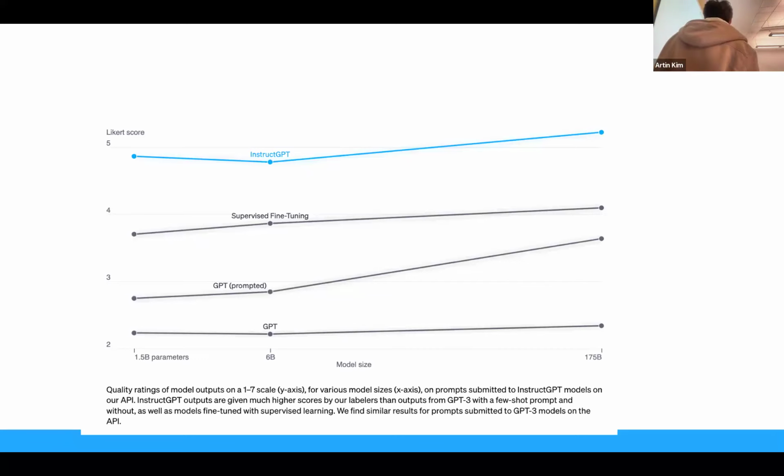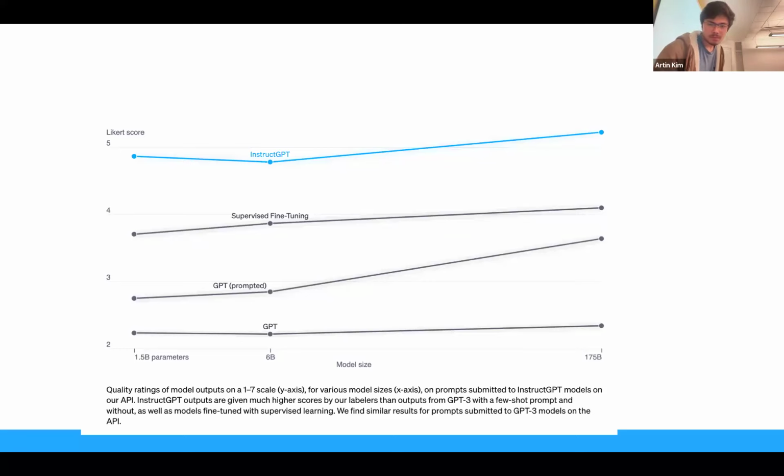I think that's literally just humans giving quality ratings of model outputs from 1 to 7. Yeah, I think humans sat and gave it a scale rating. I'm pretty sure. Why was there a dip for the 6 billion model for the Likert score? I don't know. Noise. That's interesting. Maybe it's a different metric. I don't know that either. Okay, so take it with a grain of salt.